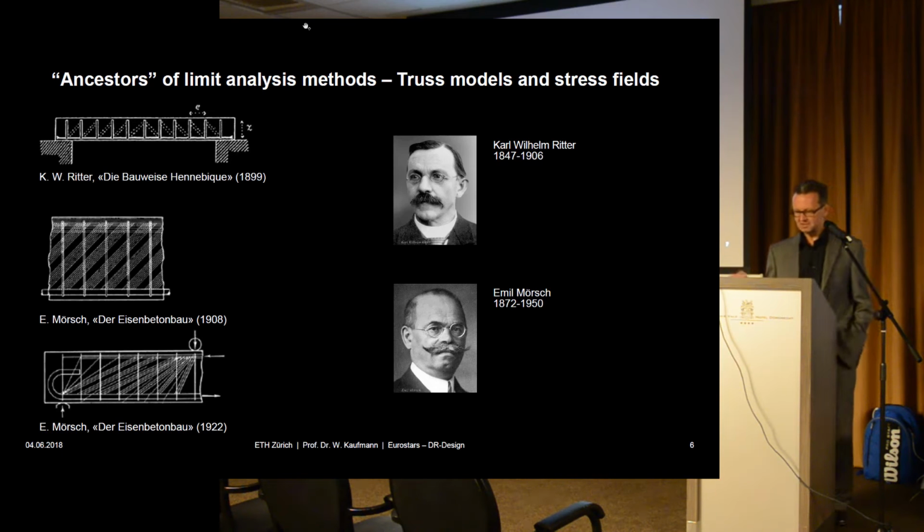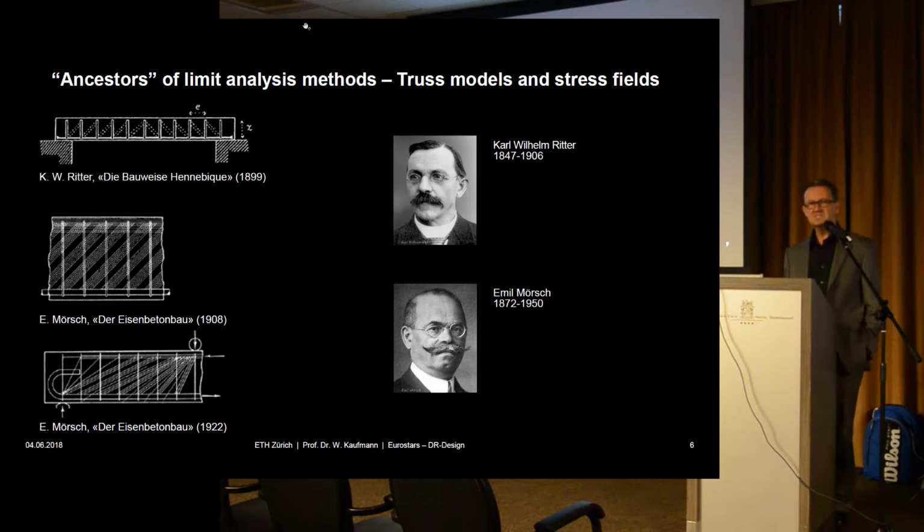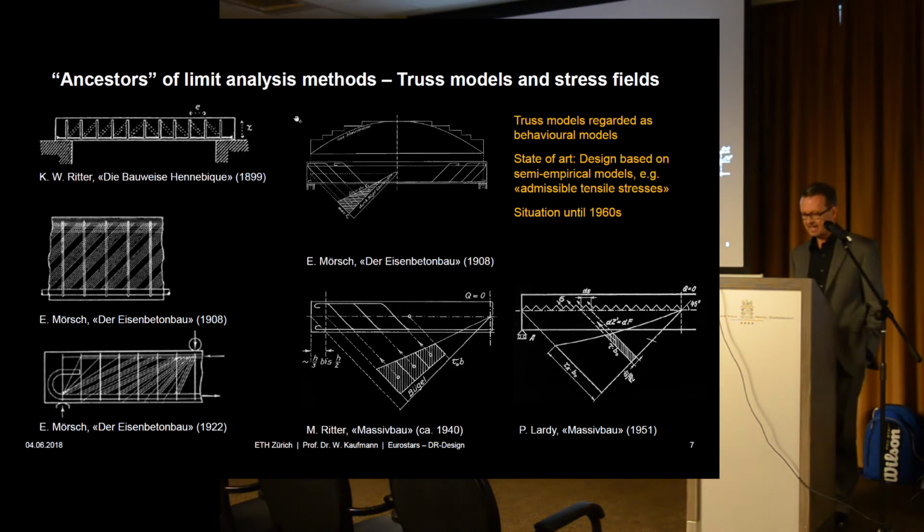So these guys, Carl Wilhelm Ritter and Emil Mörsch, who developed this, used these models primarily to understand how it works, to explain the basic mechanisms, but they did not really design using this. So these guys, in the book of Mörsch and in the lecture notes of Max Ritter, who is not the same Ritter as the one I showed before, all three professors at ETH Zürich, but we had two different Ritters. In their lecture notes, they were using admissible stress design.